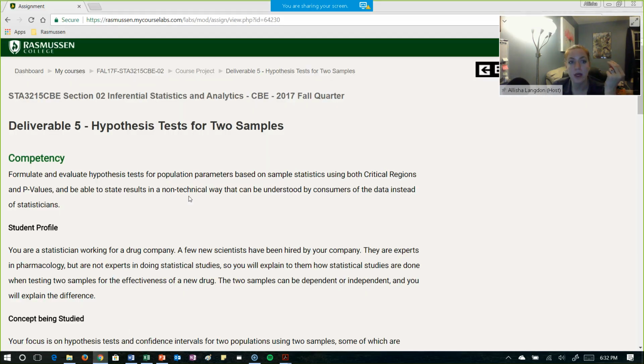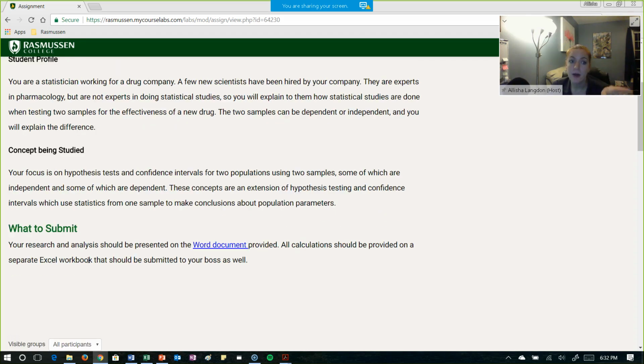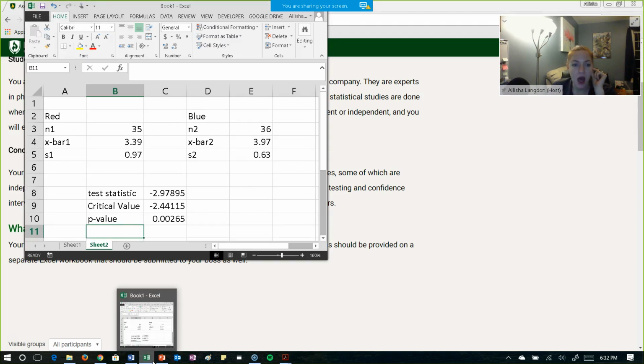Oh, real quick, this is deliverable 5. There's no Excel sheet given to you, but you do need to make sure you have an Excel sheet with your steps on it included when you submit it with your Word document. Every single week should have an Excel document attached to show your work. Just wanted to be clear. So just like a new one like this, and then you put in your information.